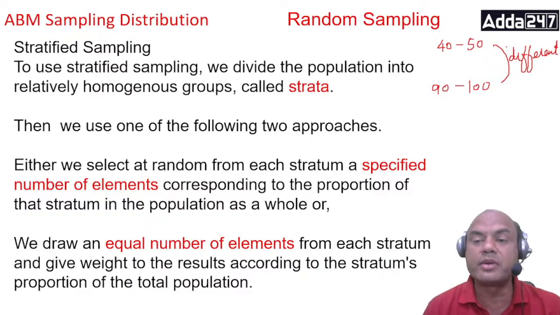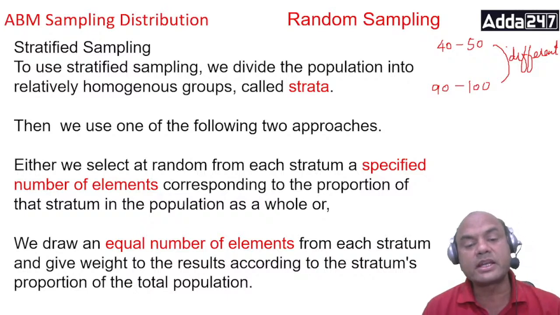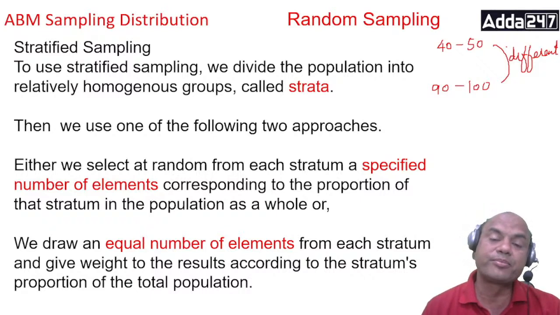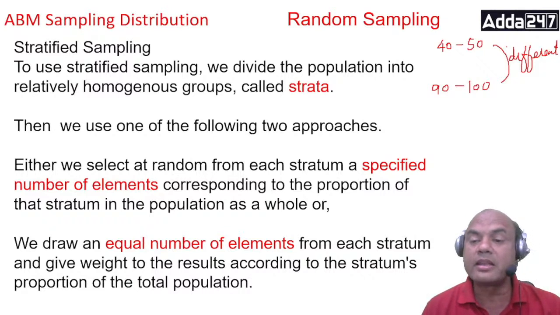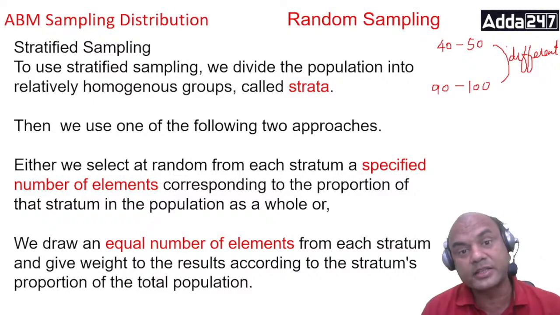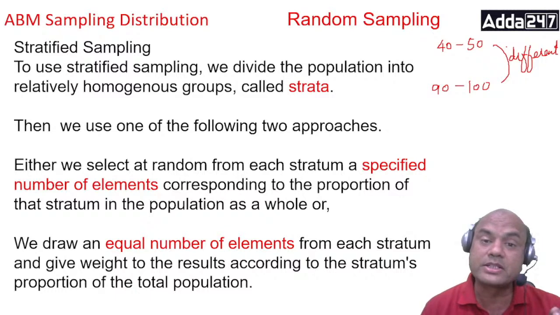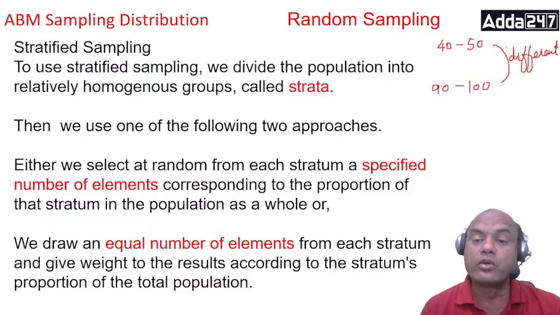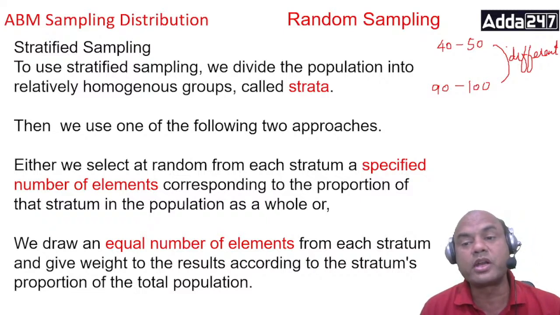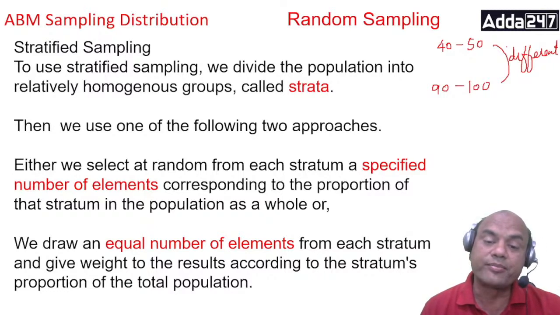So first, we'll divide them into separate strata. Then either we select at random from each stratum a specified number of elements. Specified means what? I may decide that from 90 to 100 we'll select 5 students, from 40 to 50 we'll select 10 students. So I might have already decided. Come back to the first definition of sampling: predetermined. I'll say 90 to 100 I want 5 students, 40 to 50 I want 6 students, 50 to 60 I want 10 students. It will be a determination from my side. That is one way out.